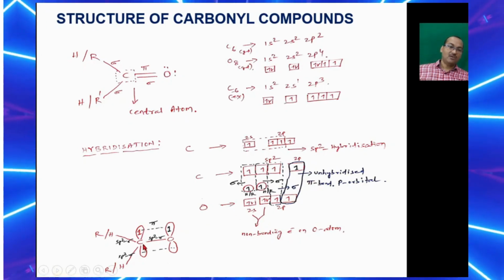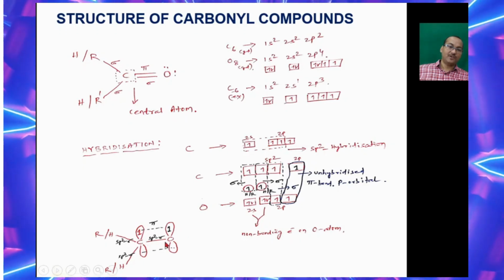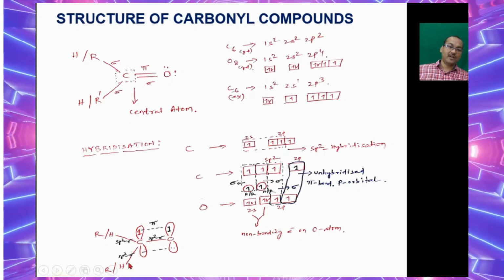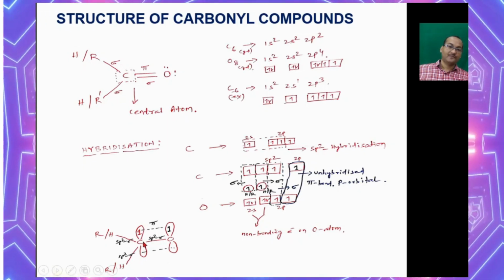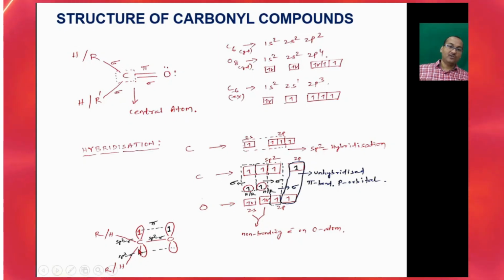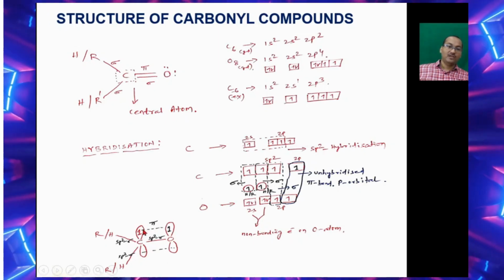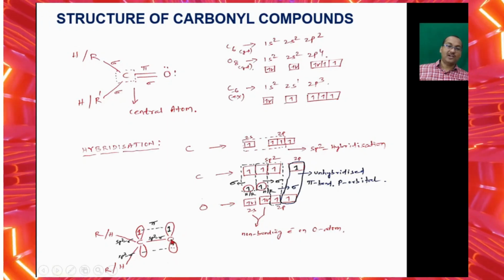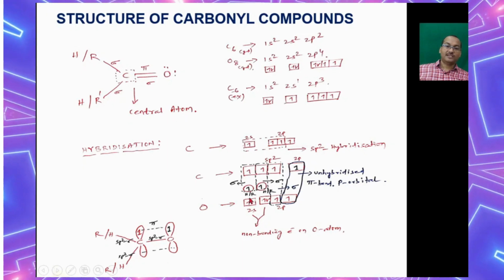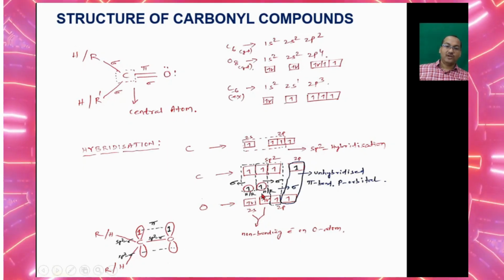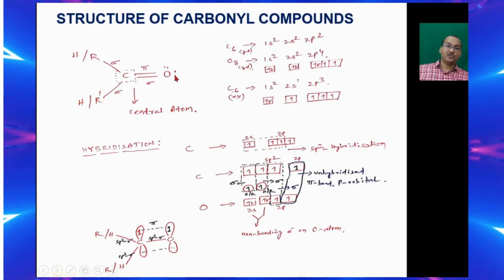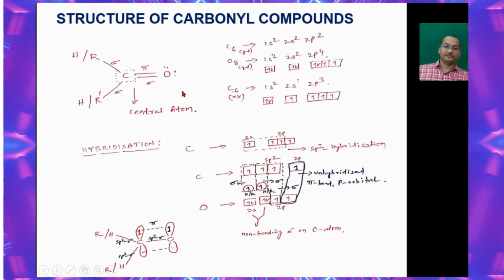So this is the way the bonding is explained. Carbon-oxygen has a sigma bond, carbon-hydrogen or alkyl group has a sigma bond, carbon-hydrogen or alkyl group has a sigma bond. And the 2p orbital that remains perpendicular to this plane will undergo lateral overlapping with the 2p orbital of oxygen, giving rise to a pi bond. And in the oxygen atom, two electron pairs do not take part in bonding. So that will remain as lone pairs of electrons on the oxygen atom.